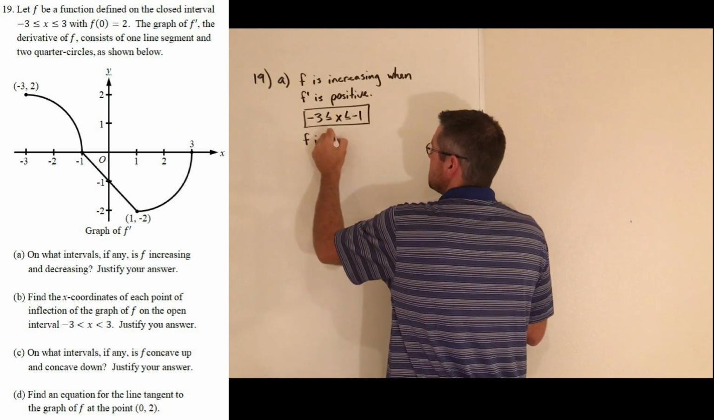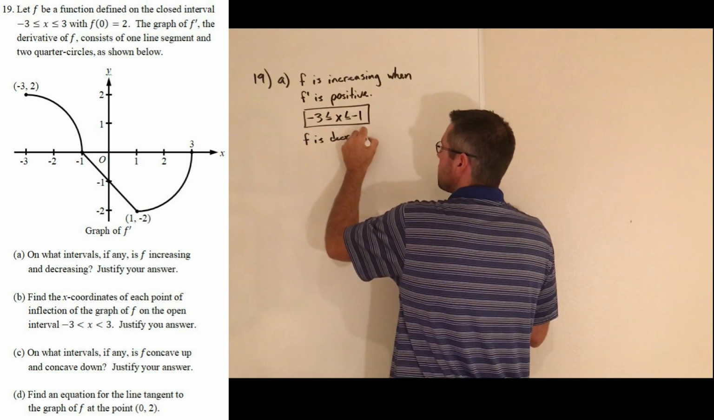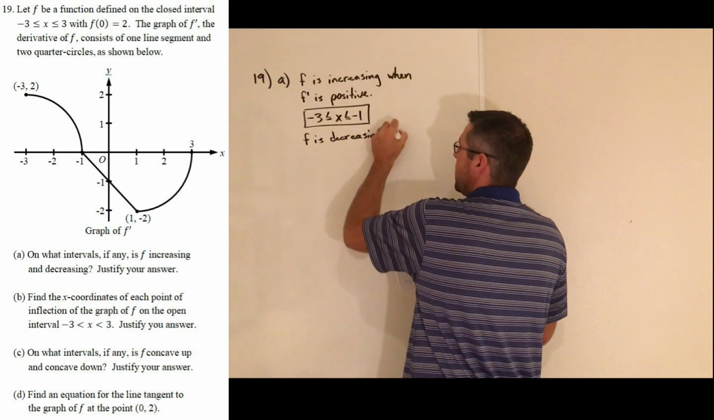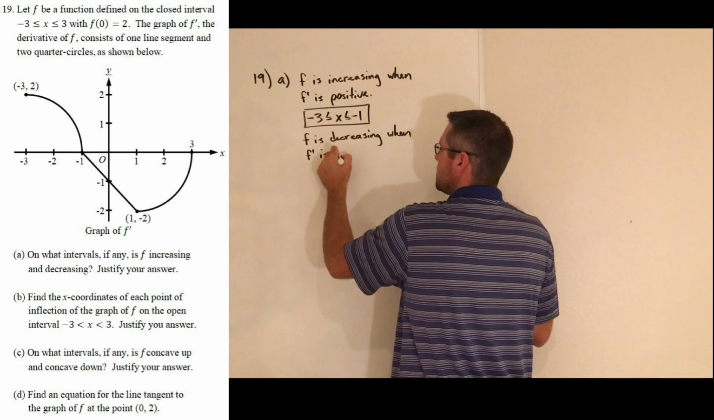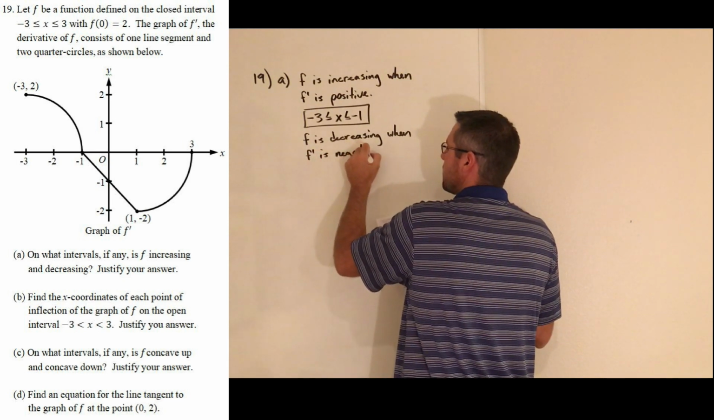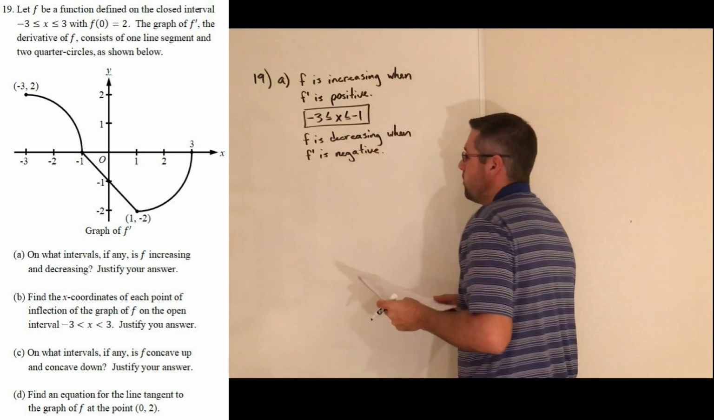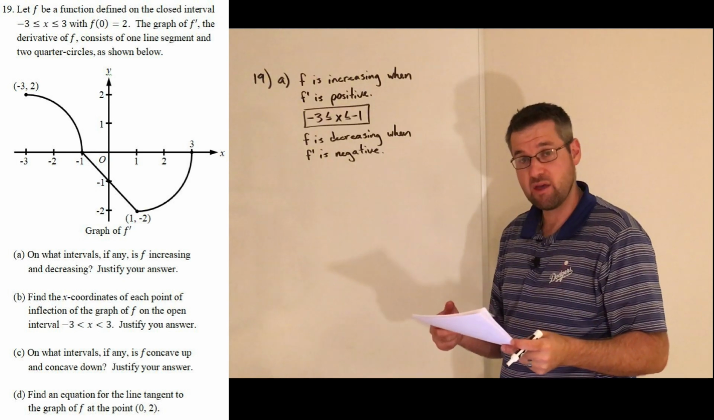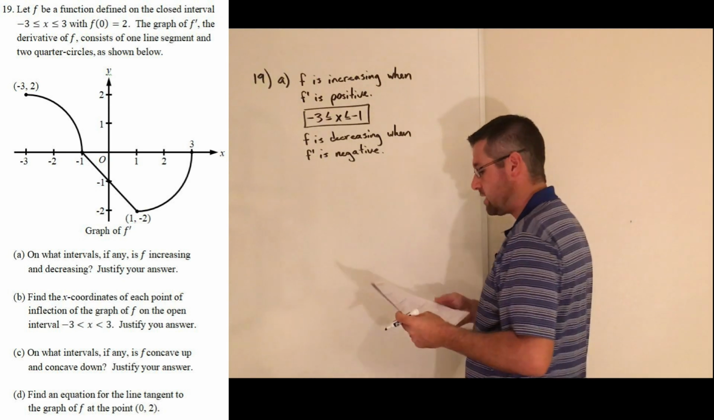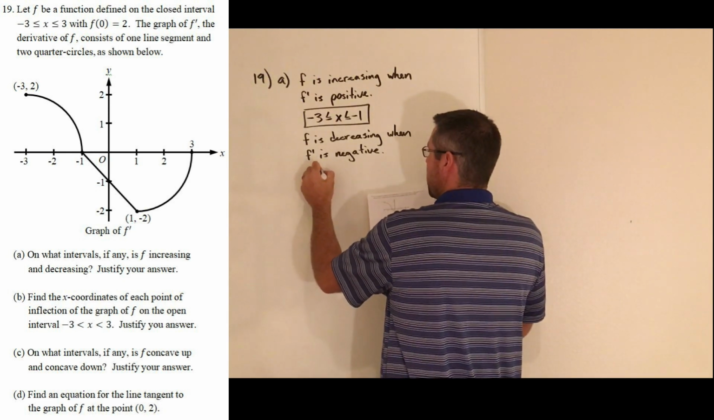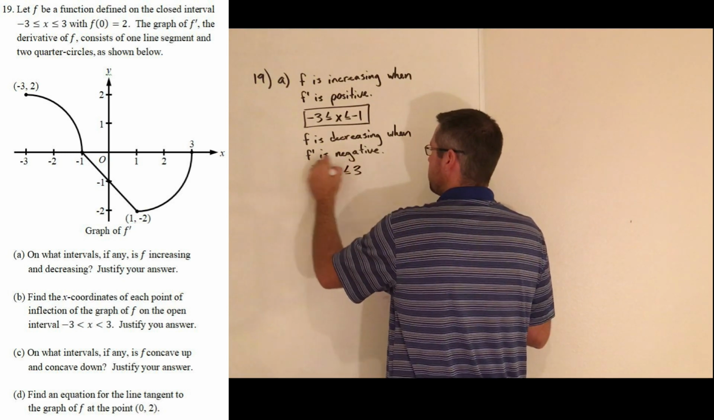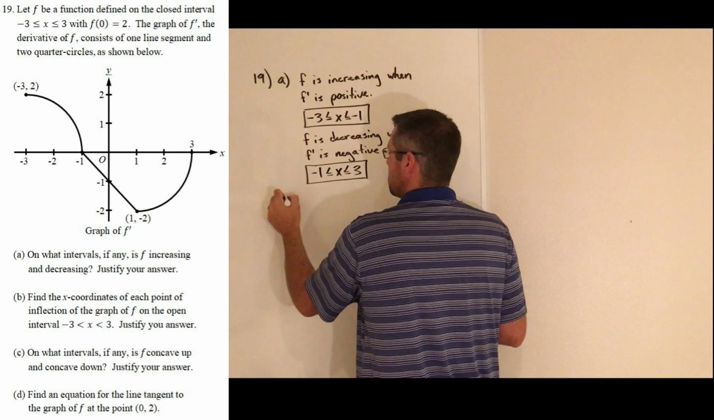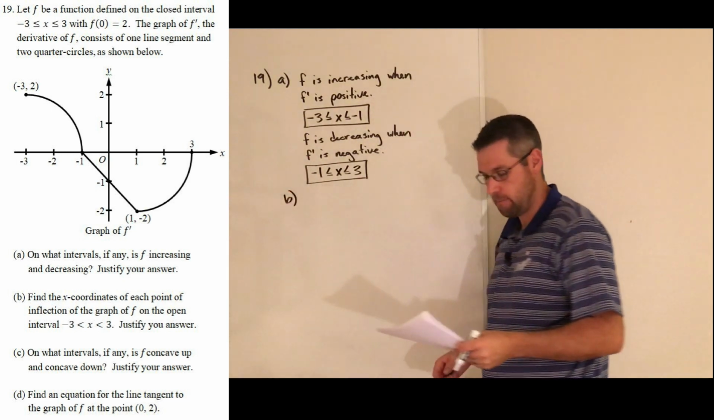f is decreasing when the opposite, when f prime is negative. And we can see in our f prime graph that we are negative when we're below the x-axis. So we can conclude from -1 is less than or equal to x, less than or equal to 3. So that is our answer for A.